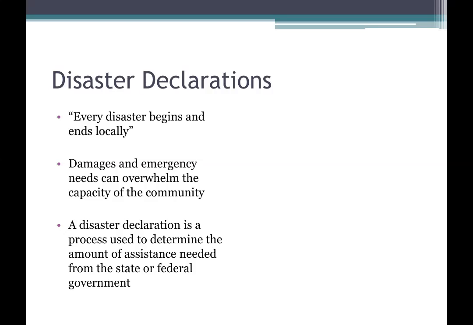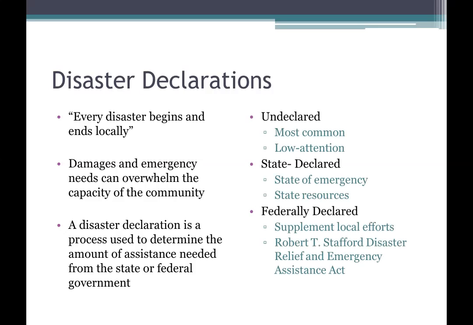Now, disasters can be classified in 3 different ways. They can be classified as undeclared disasters, and these are the most common types of disasters. These are usually high impact but low attention disasters, and resources are limited. So this would be an example of a tornado striking a smaller, more rural area, or places where there's isolated flooding.